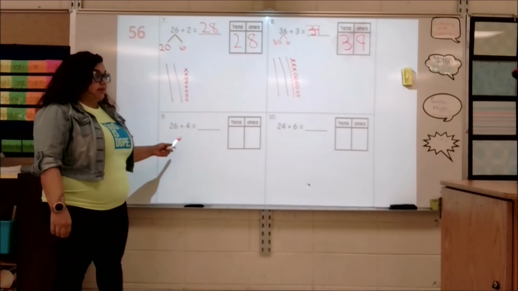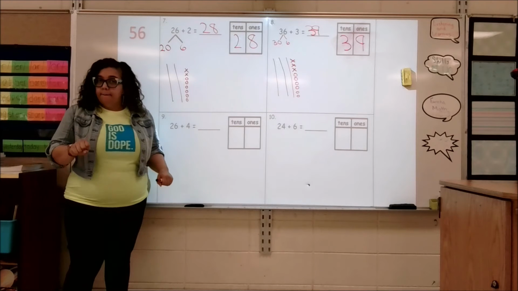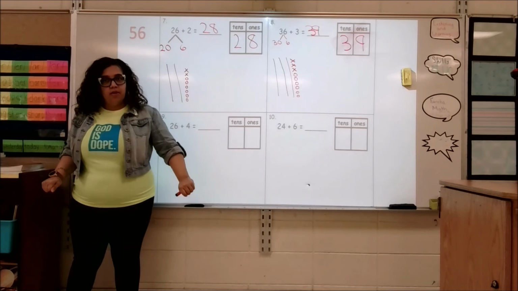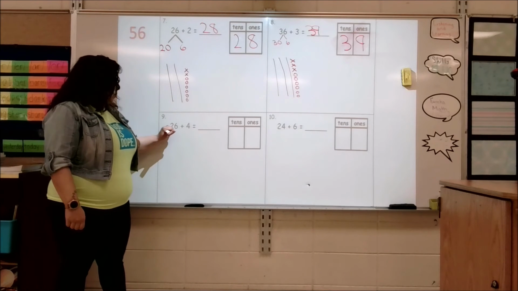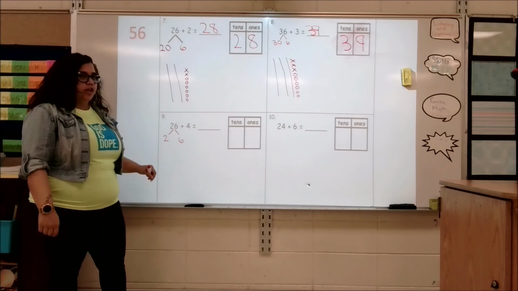We see 26 and 4. We're going to break 26 into smaller pieces, putting my 10s over here and my 1s over here. 2 10s, 6 1s. Is that correct?